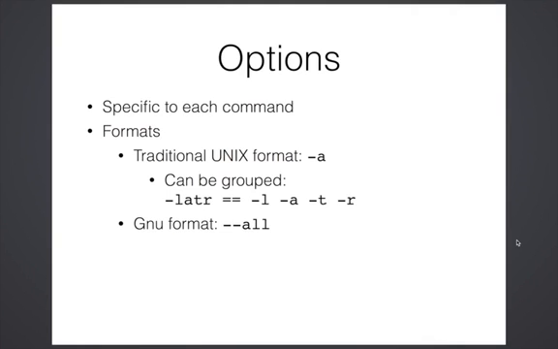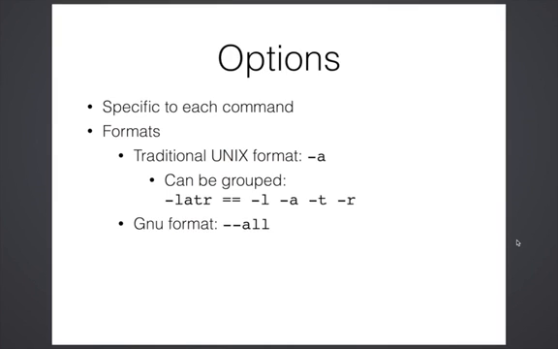And then there are two basic formats for the way that commands take options. There's the traditional Unix format, which is a single dash and a single letter for the option. So in the case that we were looking at before, the ls command, -a is an option, -l is an option. And those are one dash and a single letter. And with traditional options like that, they can be grouped. So -latr, you wouldn't have to type -l, -a, -t, -r. You could, but you don't have to. You can just type -latr.